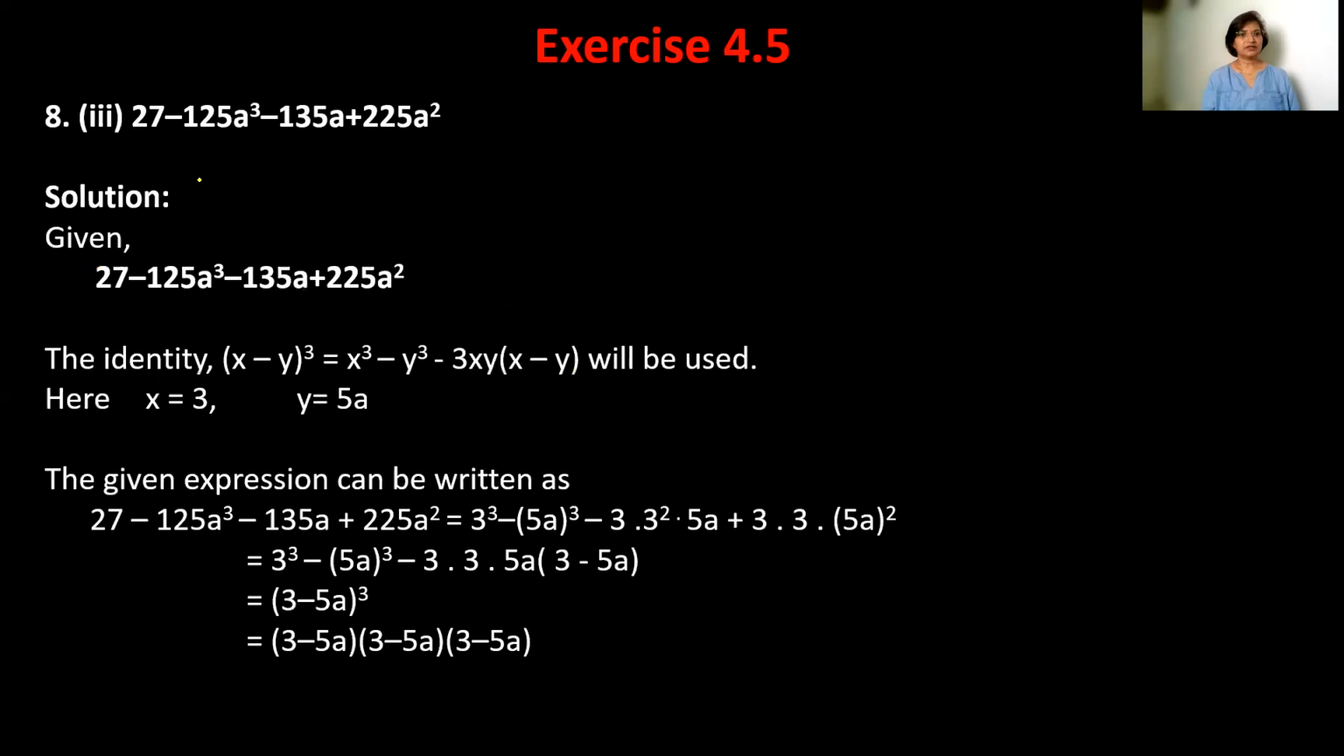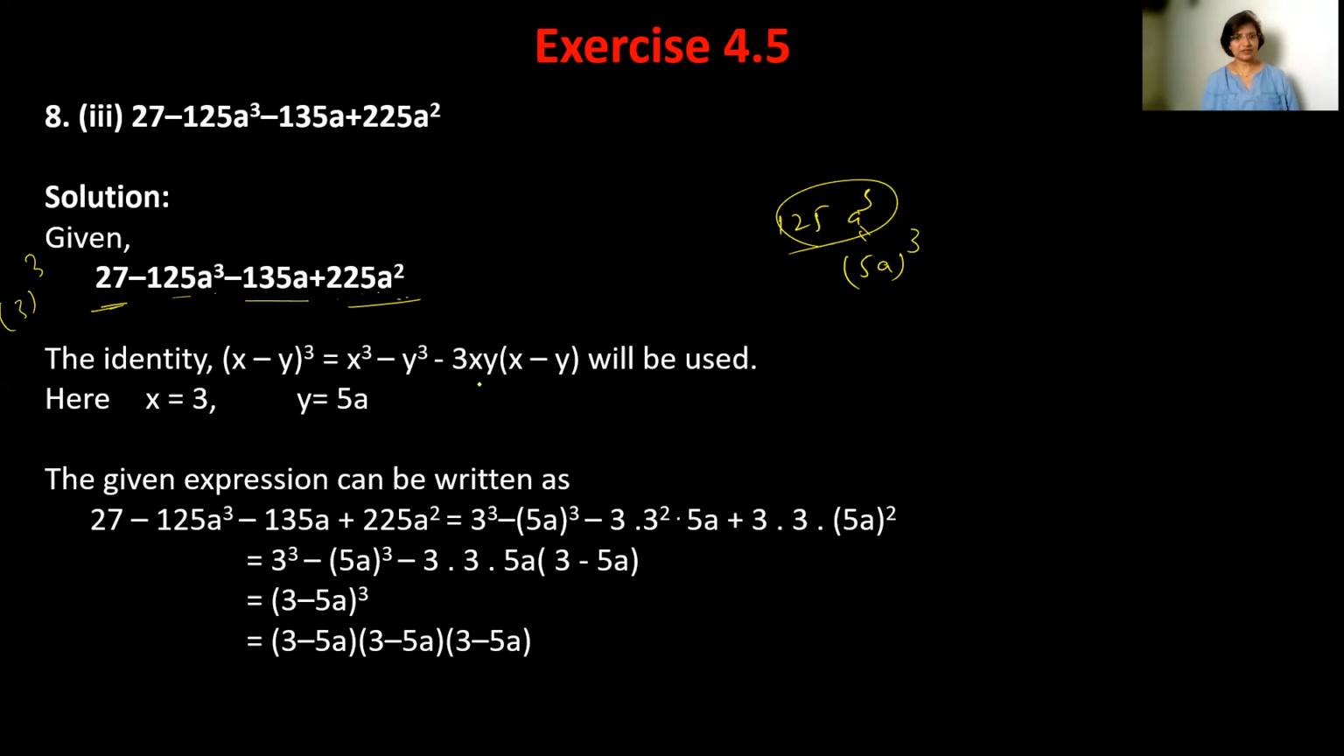For the next question, 27 minus 125a cube minus 135a plus 225a square. So here 27 you can write as 3 cube, right? 125a cube, what you can write here? 5a whole cube. Okay. Then here 135a and 225a square. So what we will write here? Here only one variable is used.